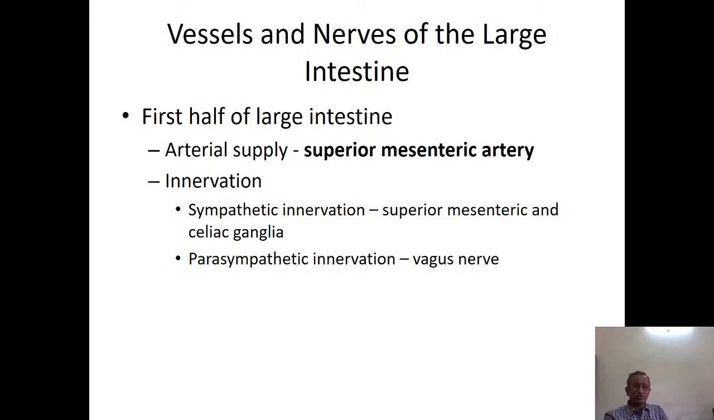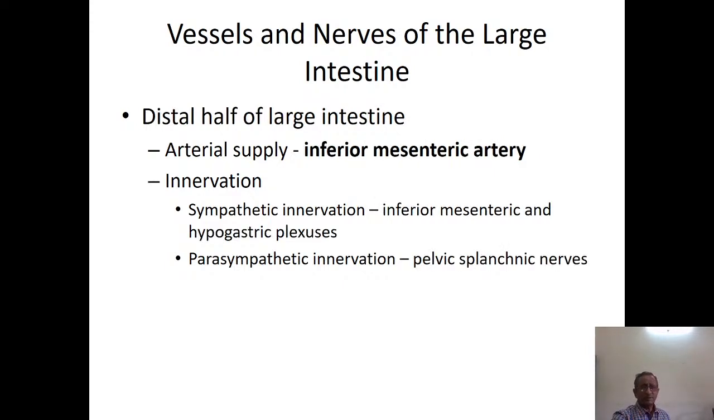Then vessels and nerves of the large intestine. The first half of the large intestine is supplied by the superior mesenteric artery, and the innervation is sympathetic, from the superior mesenteric and celiac ganglia, and parasympathetic by the vagus nerve. The distal half of the large intestine, that is from the distal one-third of the transverse colon, the descending colon, the sigmoid colon, the rectum and anal canal.